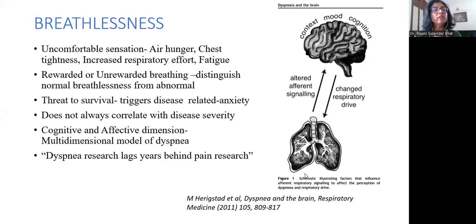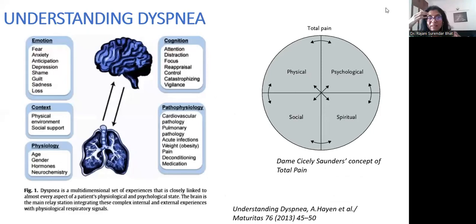Now, all of this is stuff we've learned in the last 2 decades, because unlike pain research, which has been on for half a century and more, dyspnea research is just a couple of decades old. But we've learned a lot from the models that we've got from the pain research. There are pathways that we've now identified. So we understand breathlessness much better as something which is happening at a physical level based on your physiology. So that might be your age, your gender, the pathophysiological condition, whether it's heart failure, whether there is COPD, whether there has been weight loss and muscle deconditioning.